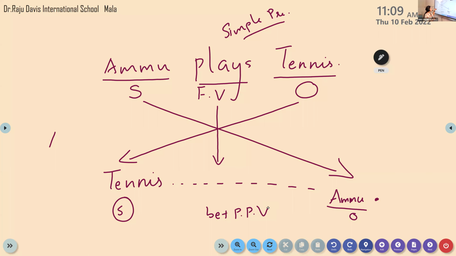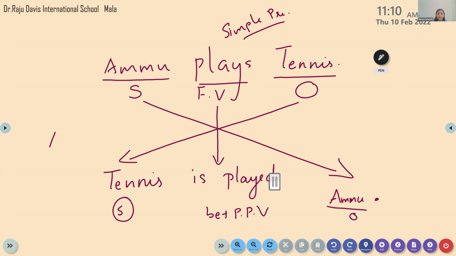Since the sentence is in simple present tense, which be form can be used here? Is. Why is? Why can't you use am? Why can't you use are? If the subject is I, you can use am. If the subject is plural, you can use are. Here tennis is singular, so with the singular subject you can use only is. And what is the past participle form of the verb play? Played. Is played.